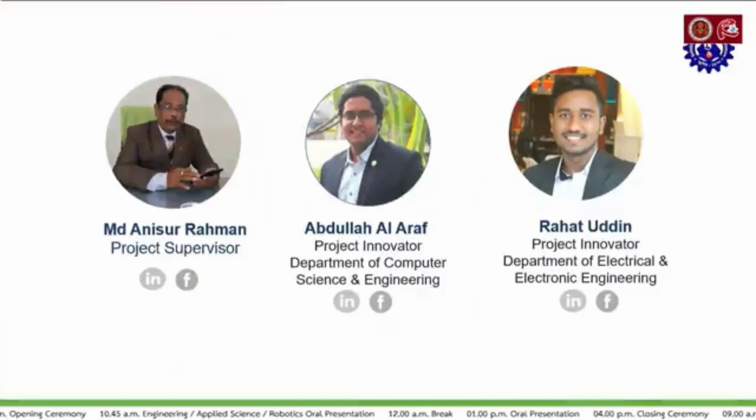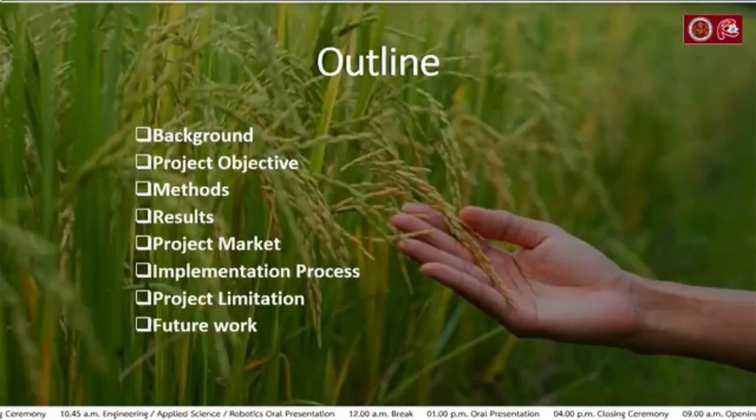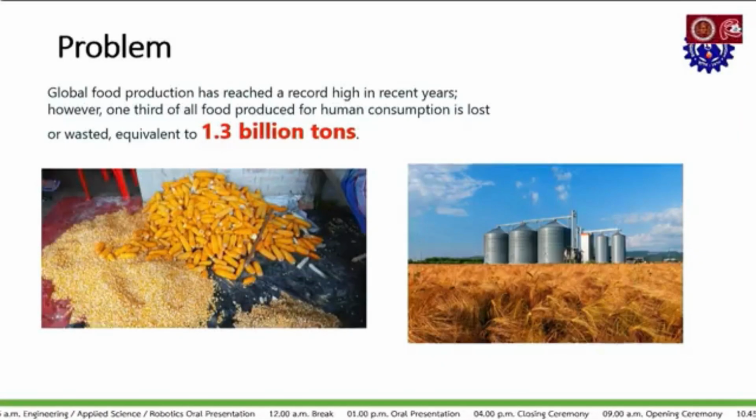So, next slide. This is our team, our supervisor MD Anisur Rahman, project supervisor, curator, Bangladesh National Museum of Science and Technology. This is our project outline: background, project objective, methods, results, project market, implementation, project limitation, and future work.